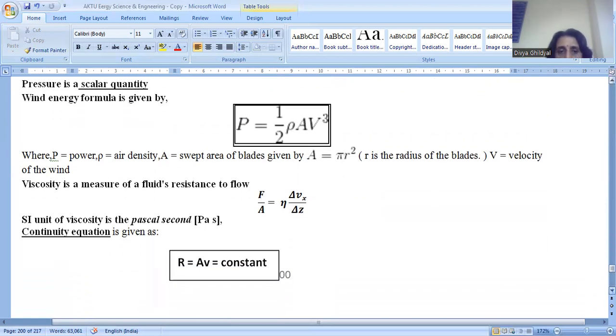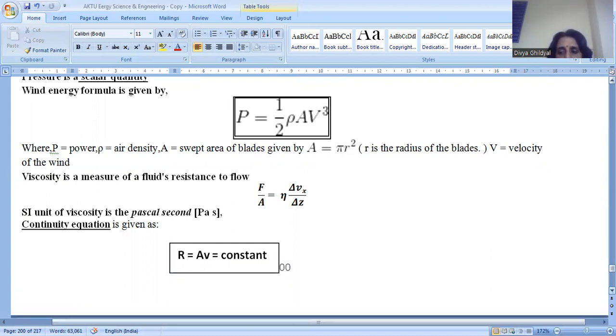Viscosity is a measure of a fluid's resistance to flow, given by force upon area equal to eta into del V by del Z, also known as the velocity gradient. The unit for viscosity is Pascal second.